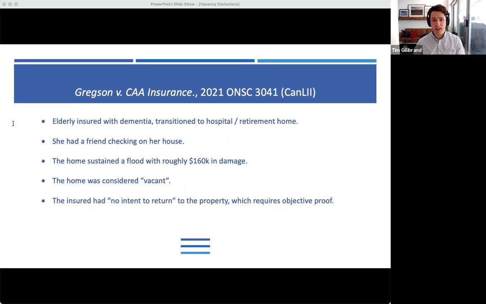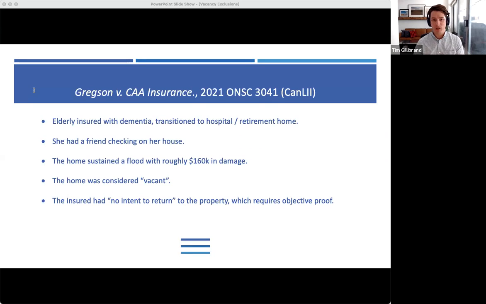So this policy did include a definition of vacancy. And the court focused on whether the insured in this case had an intent to return to the property. The court said that based on the case law, whether a person has an intent to return is an objective test. In other words, looking at all of the circumstances, the question was whether the insured had an objective plan to return to the premises as an occupant. And in this case, she didn't have any specific plans. The court gave an example of arranging for home-based care as something that might indicate a person has an objective intention to return to the property.